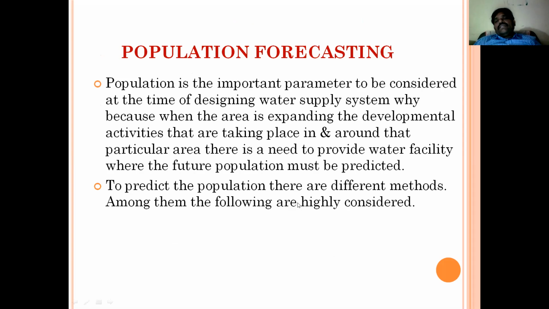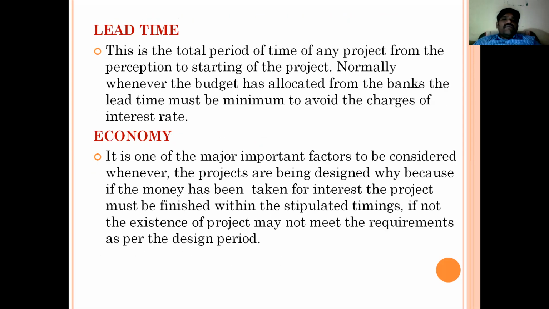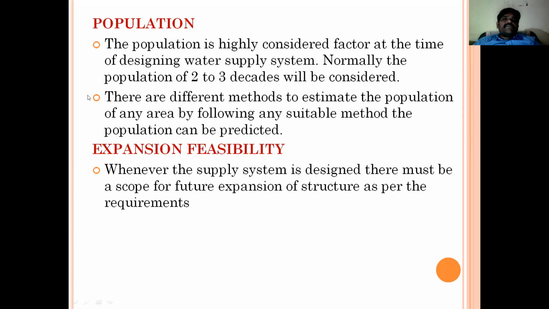Next one is population forecasting. Population forecasting is one of the mandatory components one has to learn once you are appointed as an environmental engineer, where you are going to calculate the water demand of one particular area, where you are going to construct one particular overhead tank. You must know how to calculate population. See here, one of the parameters is population; 2 to 3 decades will be considered. Normally, if you go for a new water supply system, the population of the upcoming 2 to 3 decades has to be considered.